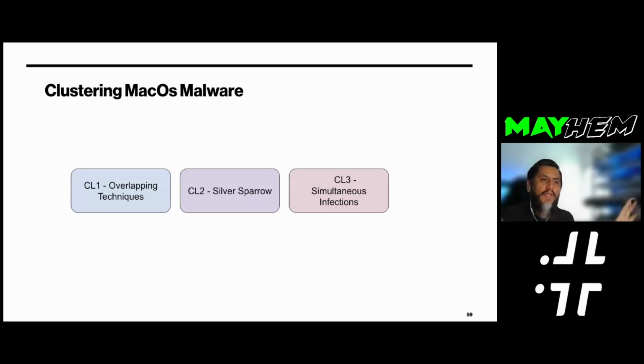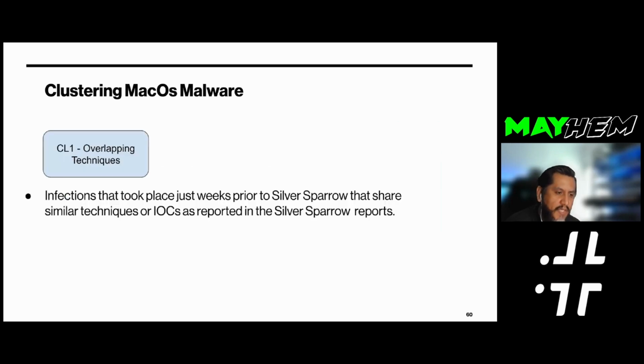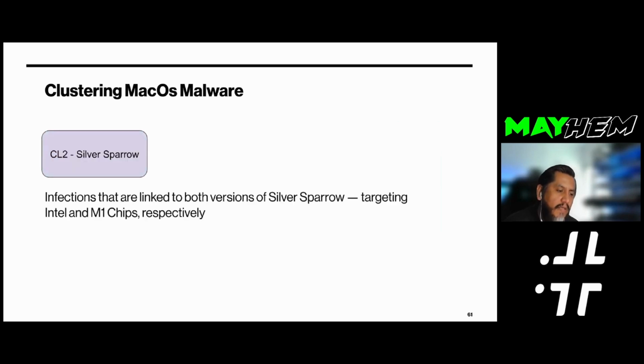So in order for us to understand Silver Sparrow, we're going to talk about three different clusters of malware, and I'm going to talk about those clusters. We're going to skip one of them, CL3. No time for it. The first cluster is what we call overlapping techniques, right? These are infections that took place just weeks prior to Silver Sparrow. They share similar techniques or IOCs as reported in Silver Sparrow reports, right? Then there are the Silver Sparrow infections. And these are infections that we saw took place on both Intel and M1 processors.